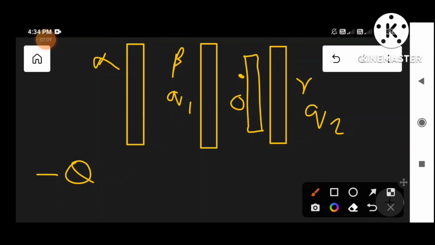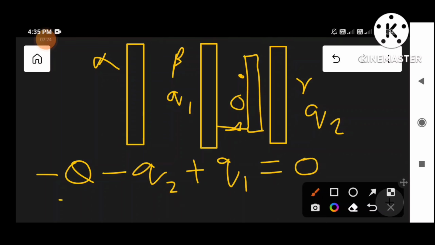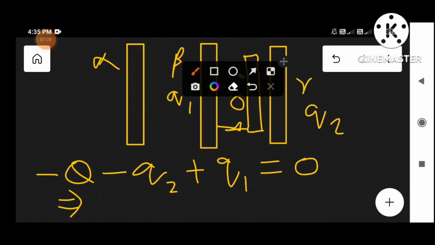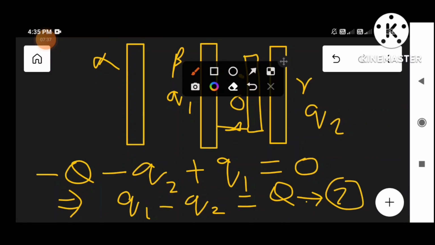When plate gamma comes, accelerates and collides with plate beta, there will be a point at the junction of their collision which will have 0 electric field. So we will get something like this, if we assume q2 is negative, q1 is positive, right? And if we solve this, what are we getting? We are getting a condition which will help us to find out the charges. This is one important equation, and this certainly does not violate the law of conservation of charge.